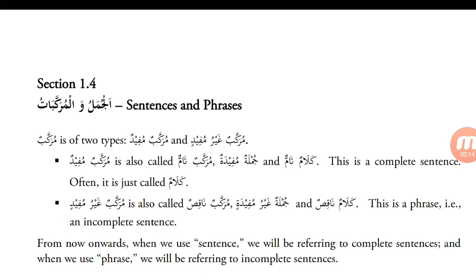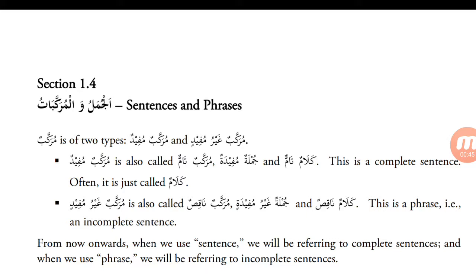Al-Jumalu wal-Murakkabat, sentences and phrases. Murakkab is of two types: Murakkabun Mufidun, Murakkab Mufid, and Murakkabun Ghayru Mufid, Murakkab Ghayr Mufid. Murakkab Mufid is also called Murakkab Tam, Jumlah Mufidah, and Kalamun Tammun.